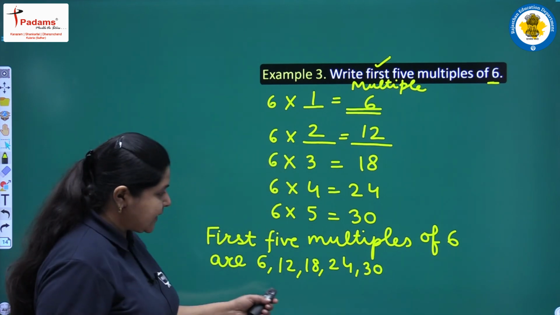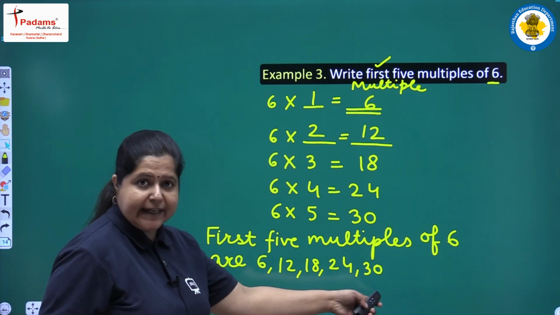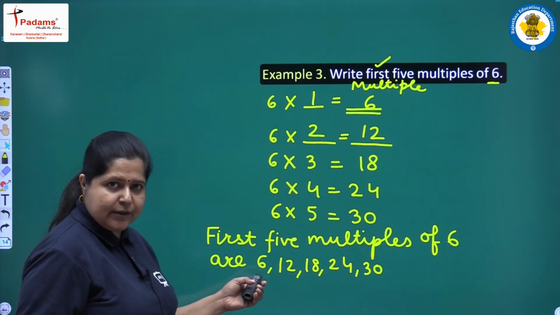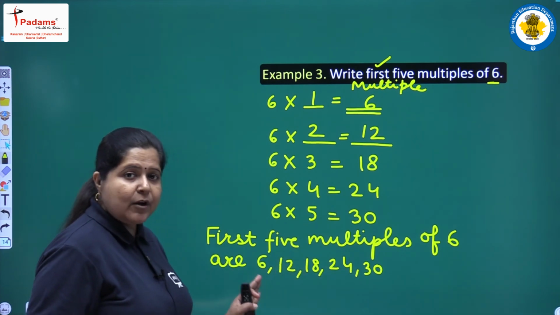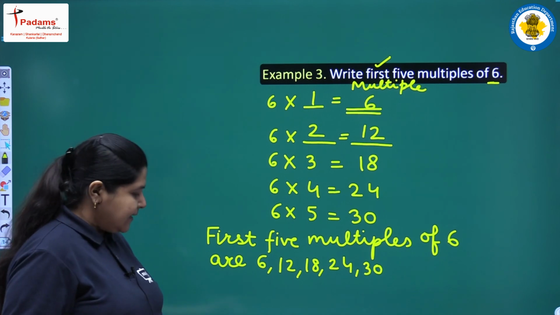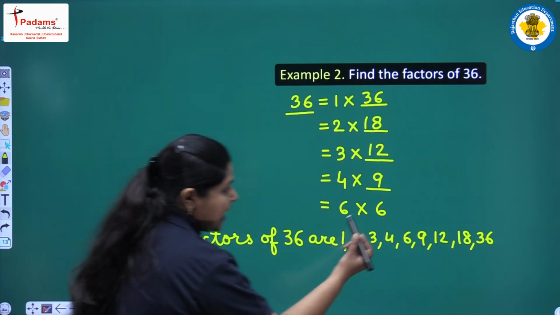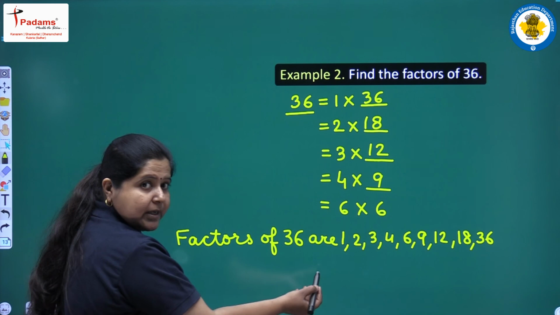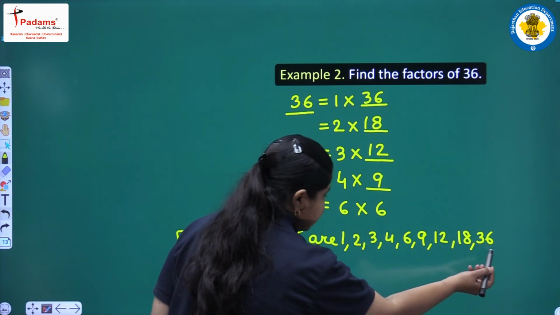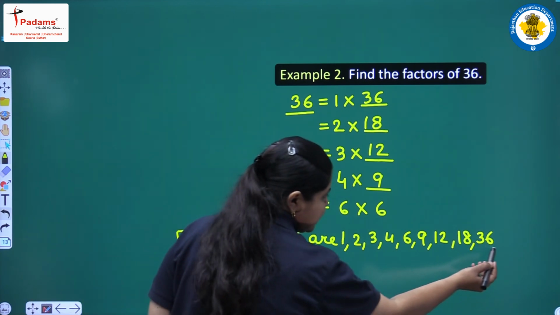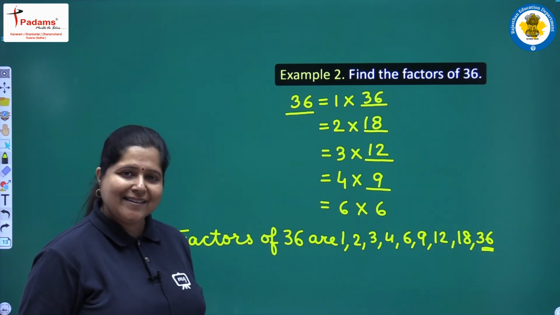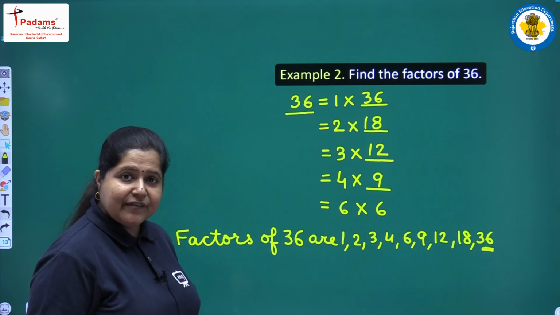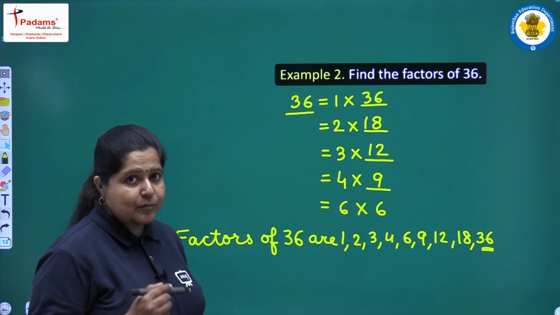And you can see all these numbers are greater than 6 and this itself is equal to 6. So the multiples are greater than the given number or equal to it, whereas the factors are smaller than the given number or equal to it. In case of 36, you can see this one is equal to 36 and the remaining are smaller than 36. So this is a difference between factors and multiples.